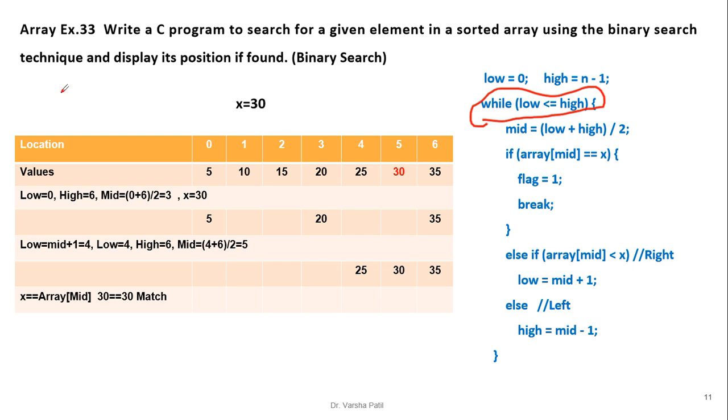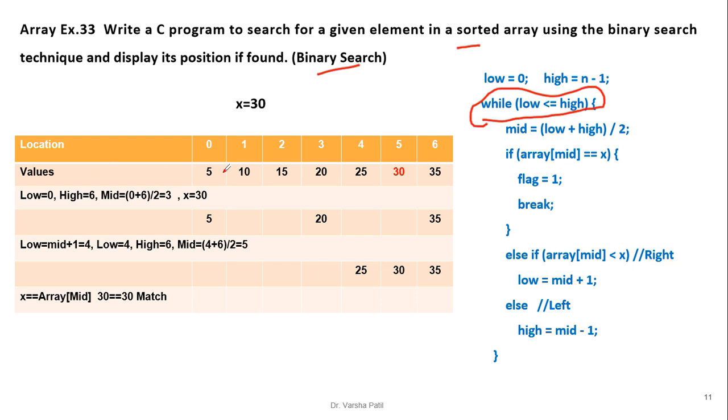Write a C program to search for a given element in a sorted array, because for binary search we require that the array be in sorted order, using the binary search technique, and display its position if found. Binary search is more efficient than linear search, because in binary search the complexity is in the logarithmic factor.